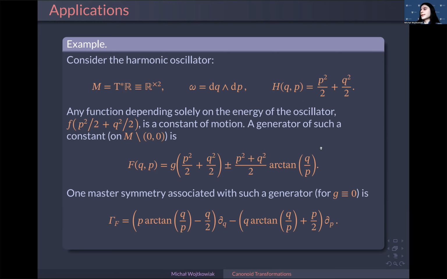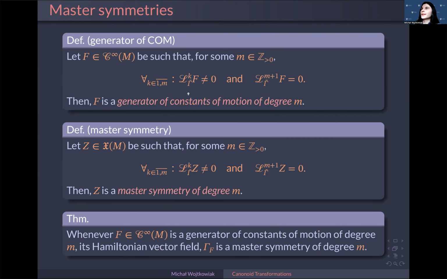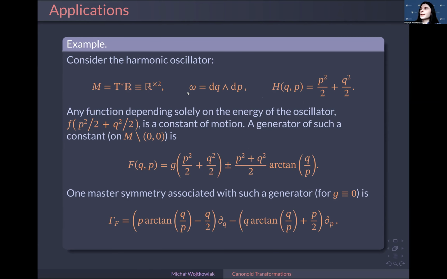Now, of course, this is a generator of specifically this kind of constant of motion. Finding the generators of a general constant of motion is more difficult because we need to calculate that repeated, iterated Lie derivative. Nonetheless, this is a valuable example, I think. And just to illustrate that theorem from before, we can associate with this generator a master symmetry, and it has this form, at least for g equals 0.